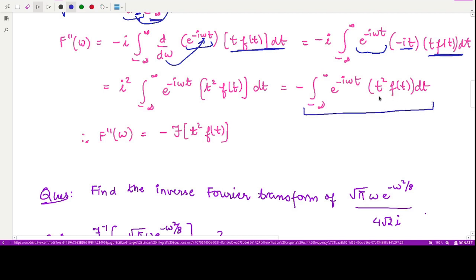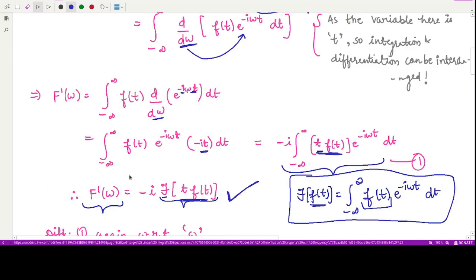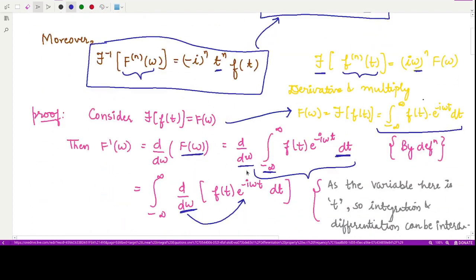This is the Fourier transform of this particular function, t square f of t. So this is what we have here, right? This is your second derivative, and according to the definition for the nth derivative, we have minus iota raised to power 2, that is simply minus, and then we have t square f of t.